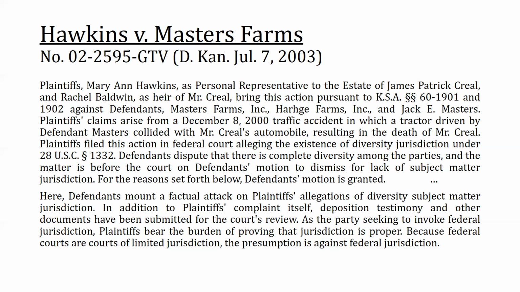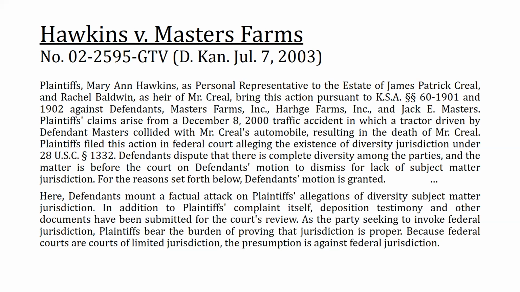The case is before the court on the defendant's motion to dismiss for lack of subject matter jurisdiction. And the court tells us right up front that for the reasons that we will explain to you in just a moment, the defendant's motion is granted. In other words, there is no subject matter jurisdiction.